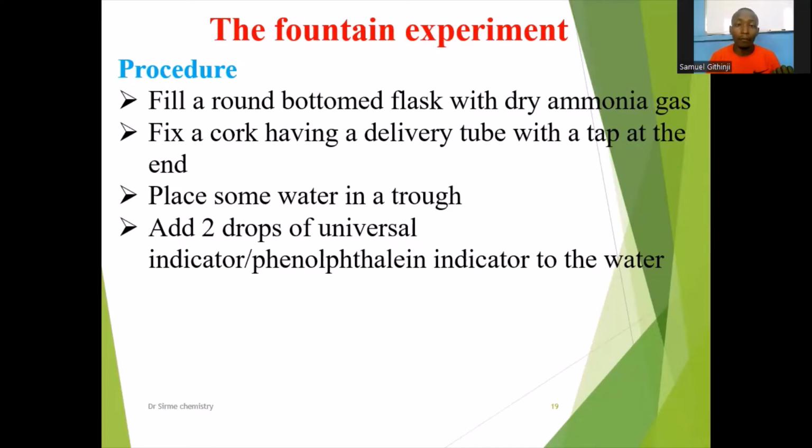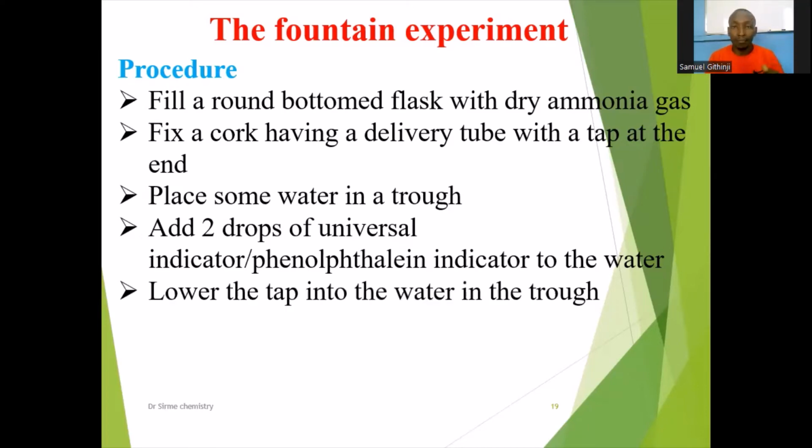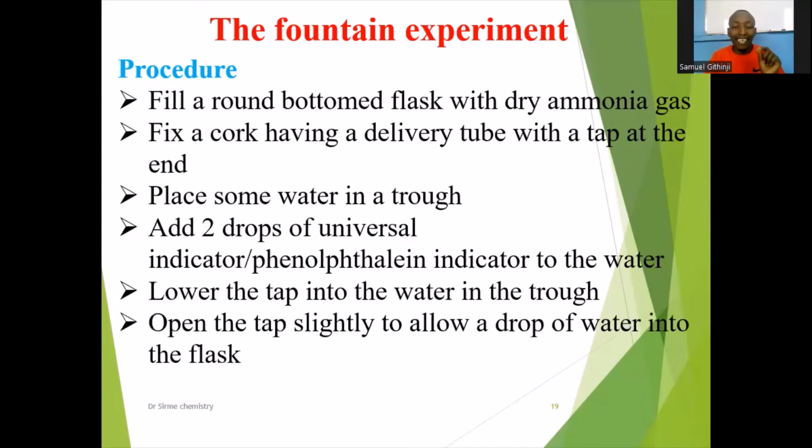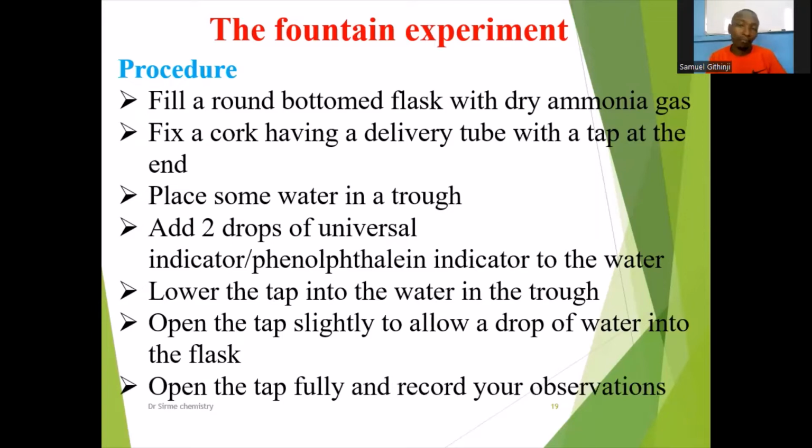Then you lower, I'm going to show you the setup next, but you lower the outer part of the delivery tube that has the tap into the water, and slightly open the tap to allow just a drop of water into the flask. Then fully open the tap. I know the procedure is quite detailed, but it is very simple.